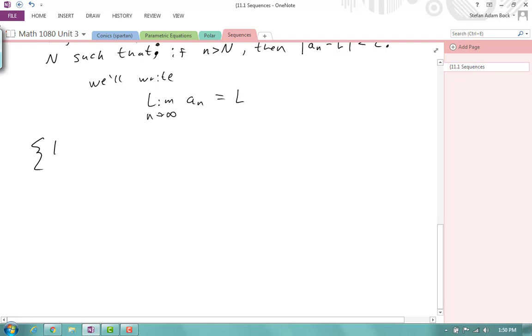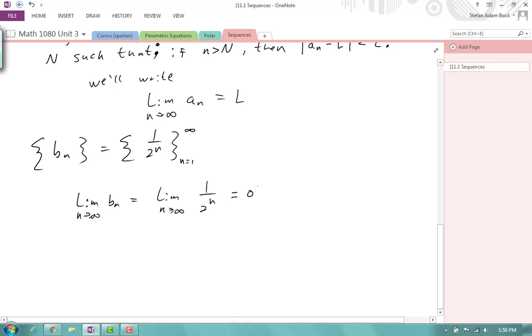So my b sub n was equal to 1/2 to the n, from n equals 1 to infinity. If I wanted to find out if b sub n converges, I would write the limit as n goes to infinity of b sub n is equal to the limit as n goes to infinity of 1/2 to the n. But as n goes to infinity, I end up having 1 divided by infinity, so this actually goes to 0.